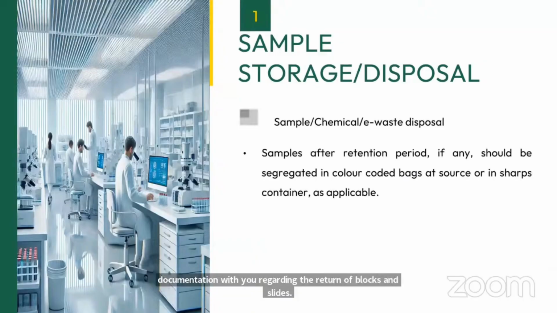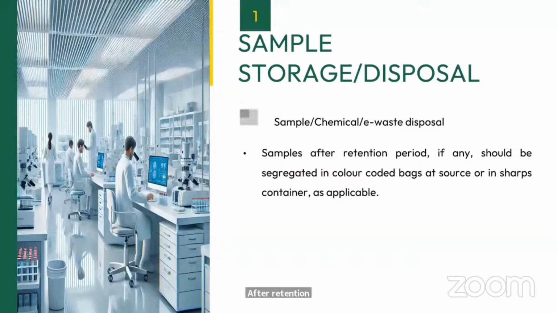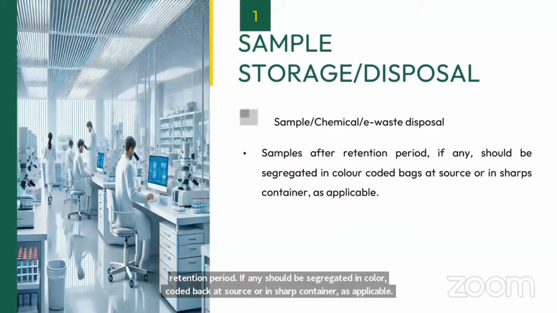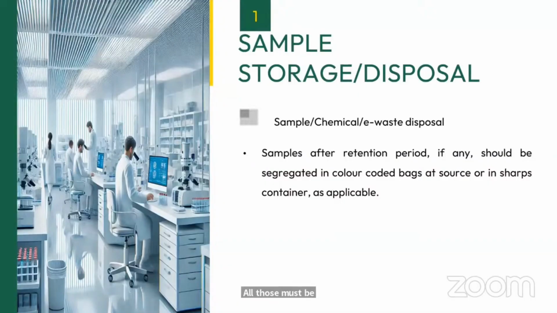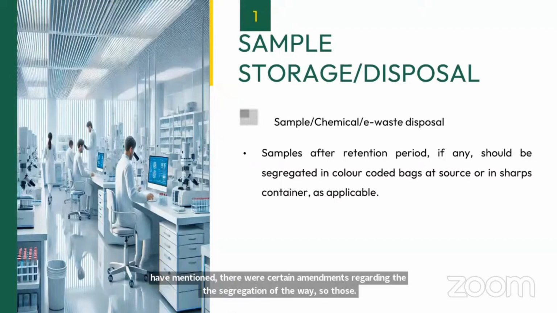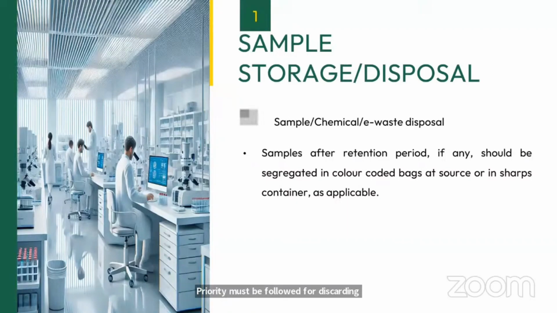Samples after retention period, if any, should be segregated in color-coded bags at source or in a sharps container as applicable. So whatever type of samples you have, all those must be segregated as per the color-coded bags. For this, there is no other document other than the biomedical waste guidelines. So you have to follow whatever is given in the Indian biomedical waste guidelines as per the guidelines of 2016 or 2018, whichever is applicable. After that, during COVID, as I have mentioned, there were certain amendments regarding the segregation of the waste. So those criteria must be followed for discarding of your specimens.